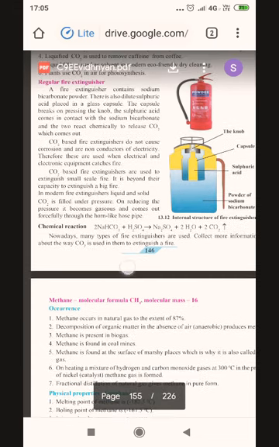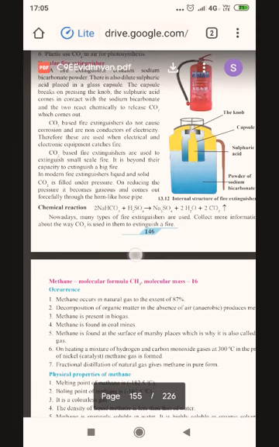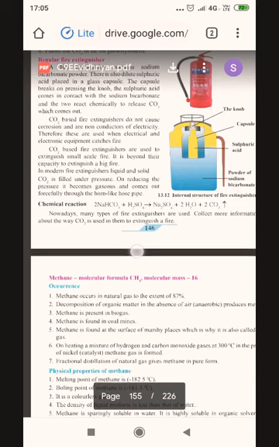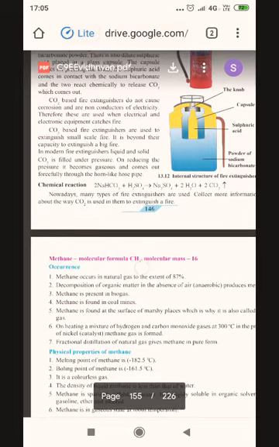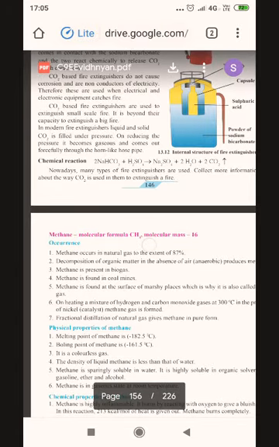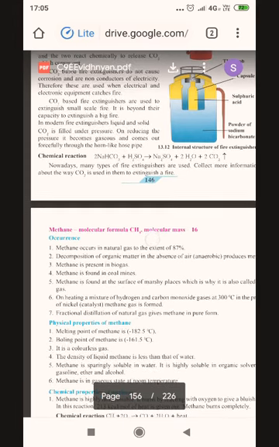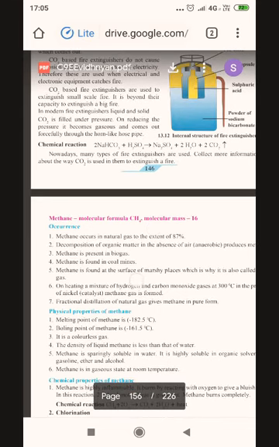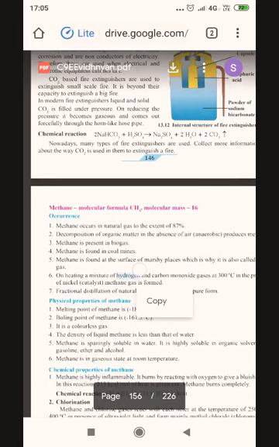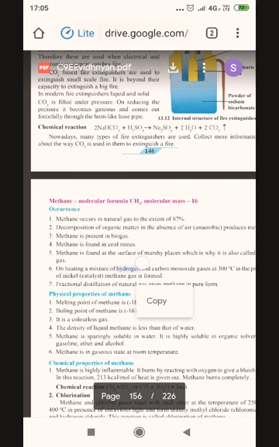Carbon dioxide based fire extinguishers do not cause corrosion and are non-conductors of electricity. Therefore, they are used where electrical and electronic equipment catches fire. Carbon dioxide based fire extinguishers are used to extinguish small scale fire. It is beyond the capacity to extinguish a big fire. In a modern fire extinguisher, liquid and solid carbon dioxide is filled under pressure. On reducing the pressure, it becomes gaseous and comes out forcefully through the horn-like hose pipe.